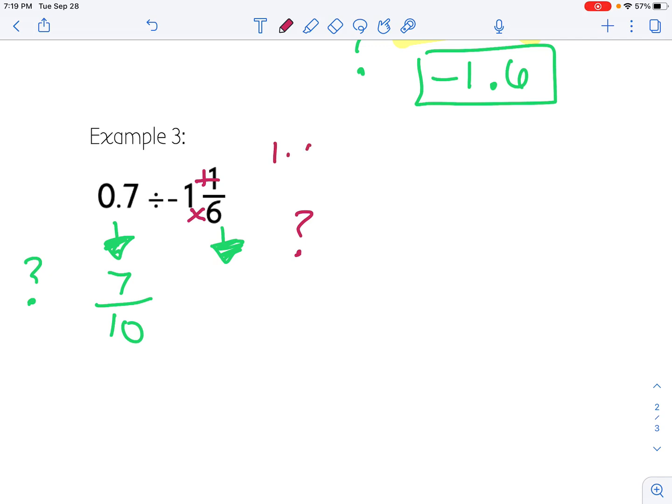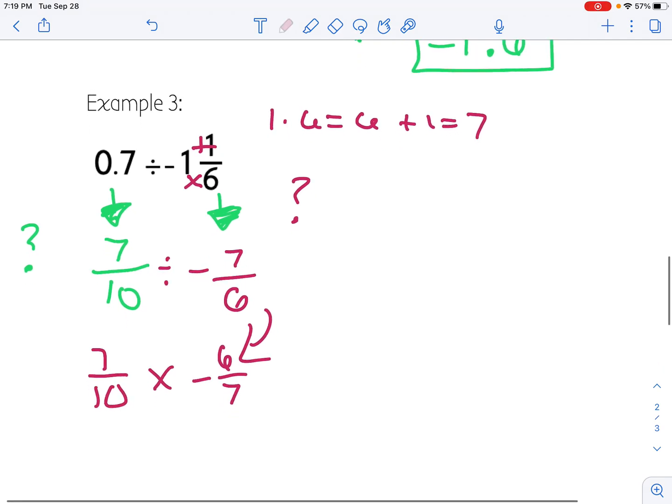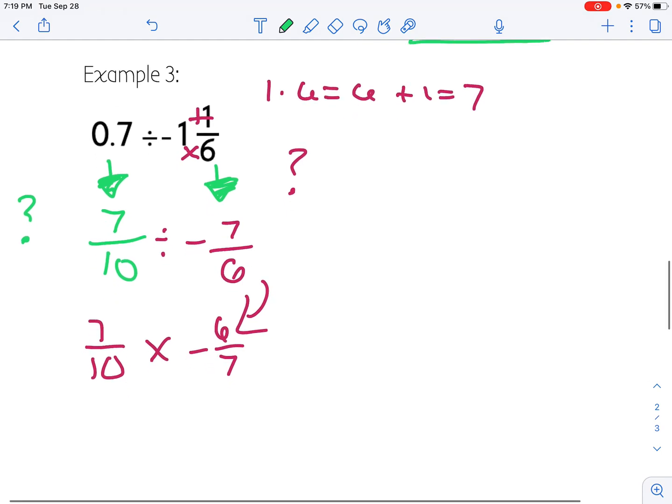Well, 1 times 6 is 6. Plus my 1 is 7, so I'm going to have negative 7 over 6. So I need to inverse my second, negative 6 over 7, multiply the rest. Now, I could just go ahead and multiply straight across, top times top, bottom times bottom, but this time around, I'm going to show you guys a different way. Let's simplify before we multiply.